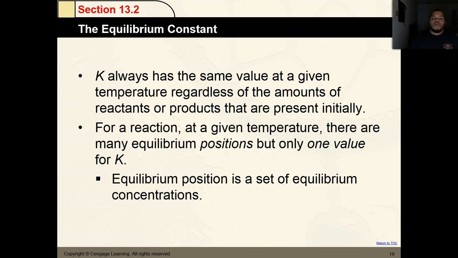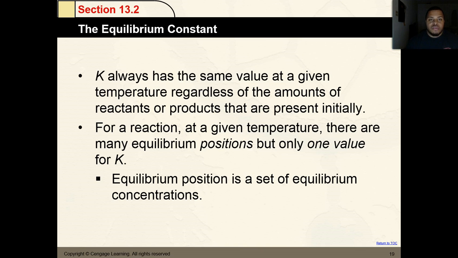Now, K always has the same value at a given temperature, regardless of the amounts of reactants or products present initially. So the only thing that's going to change this is if I adjust that temperature. Okay. Now, for a reaction at a given temperature, there are many equilibrium positions, but only one value of K.